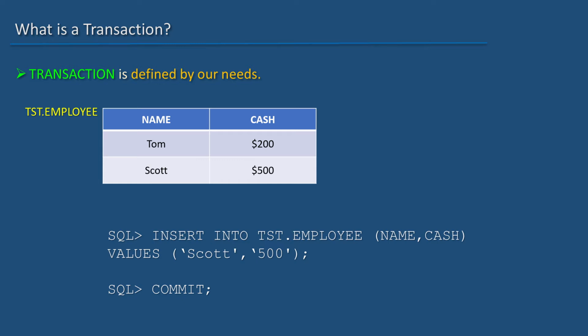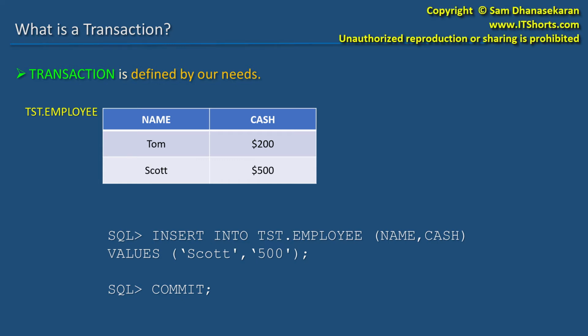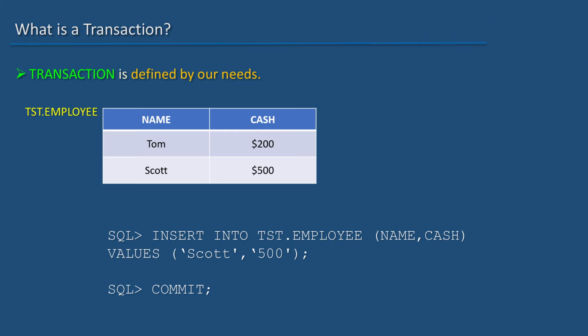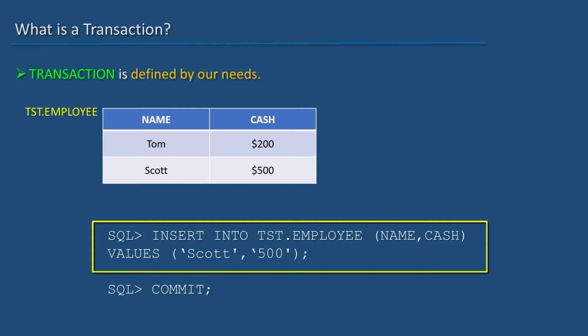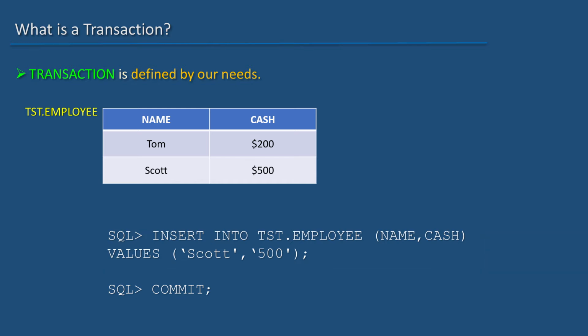After a few minutes, my boss calls me and says, I just gave $500 to Scott. Please note that too. Easy. One more insert statement. Insert into test.employee, name, cash, values, Scott, 500, followed by commit. End of transaction. And this transaction also needed only one DML statement.